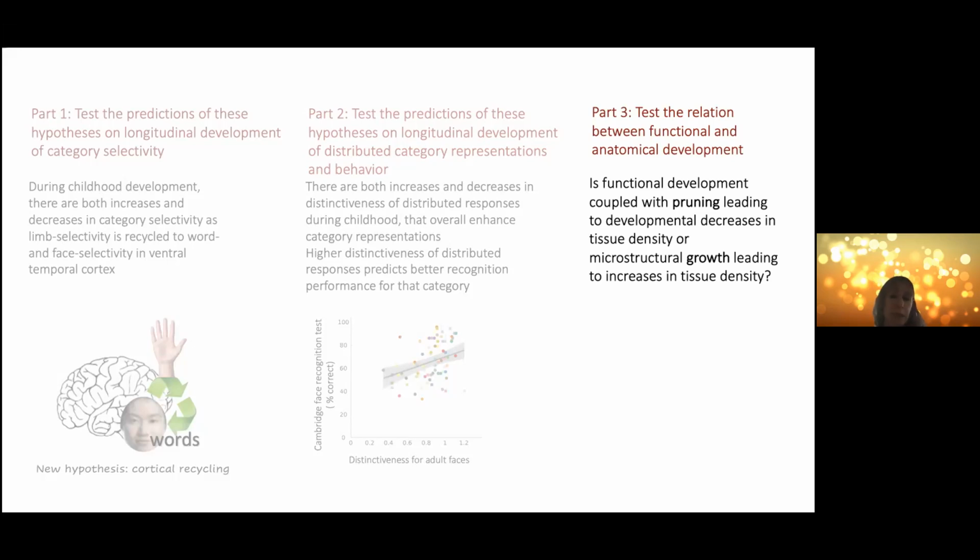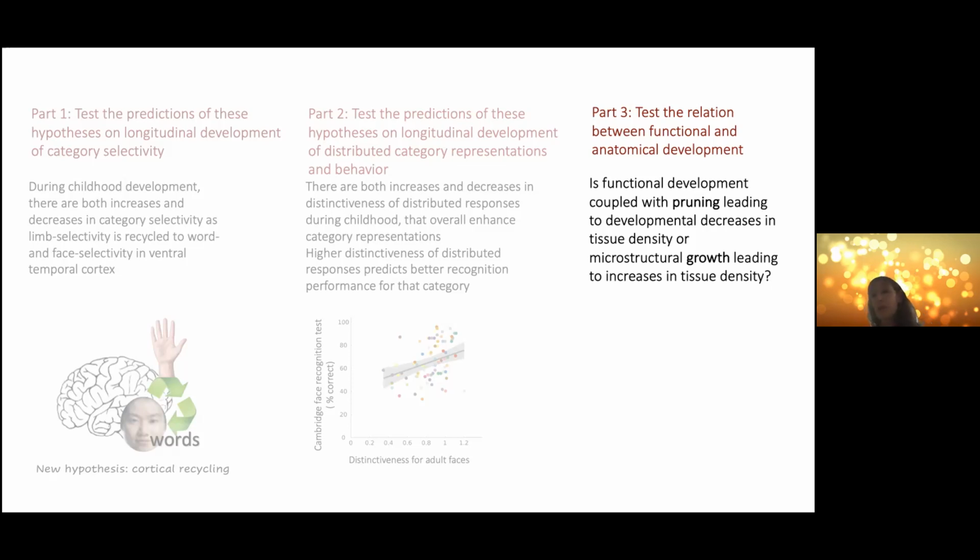So one possibility is that these functional changes in representation or selectivity might be associated with changes to connections to a neuron, and particularly some researchers like Carla Shatz or Pasko Rakic have suggested that there's pruning of irrelevant connections, and this pruning of irrelevant connections might lead to increases in selectivity.